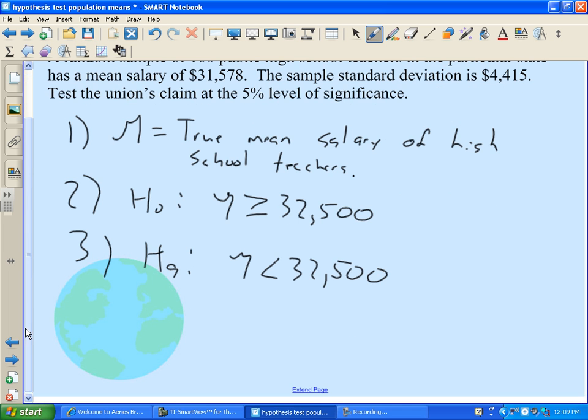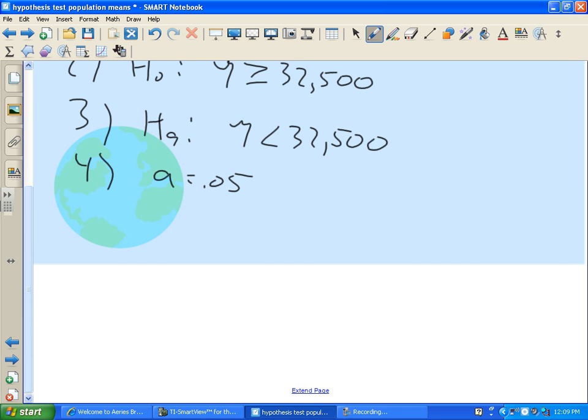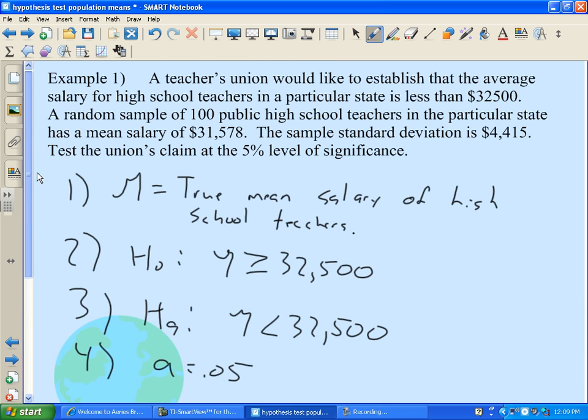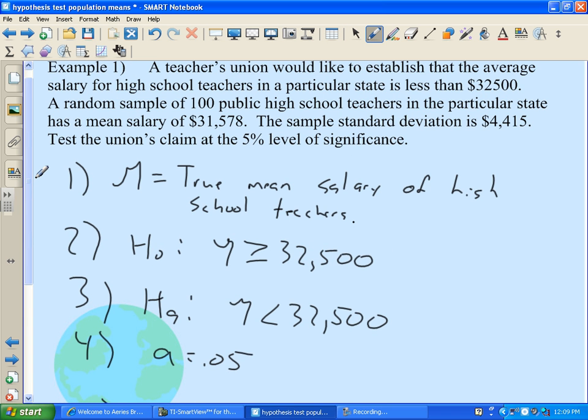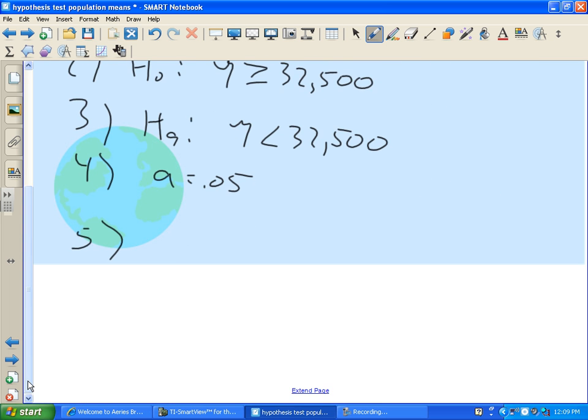Tested at the 5% significance. So our alpha level is 0.05. And now we're at step 5. It's probably the most important step. If you don't get step 5 right, the problem goes kind of downhill. Okay? We are now doing a one sample t-test. We'll justify the one sample t-test.